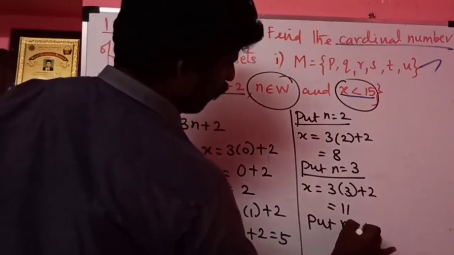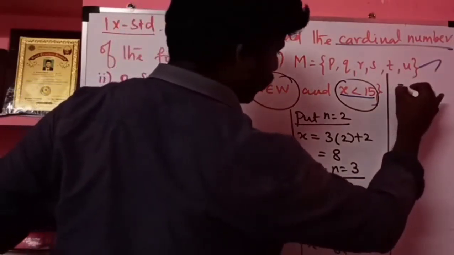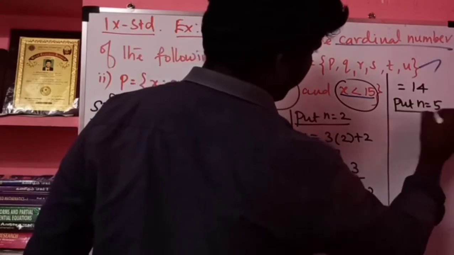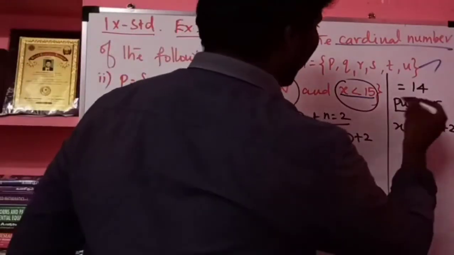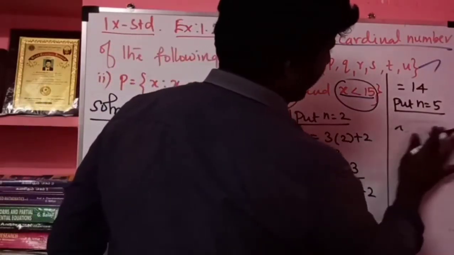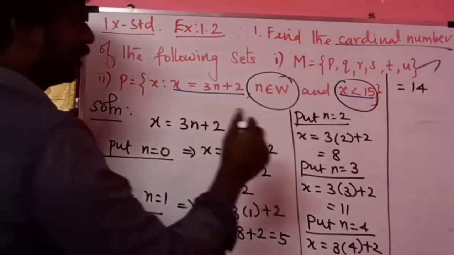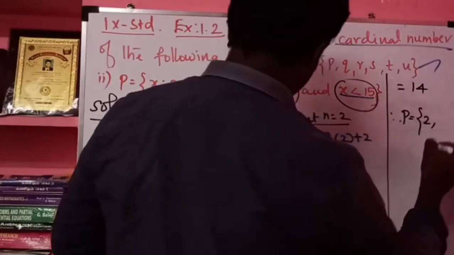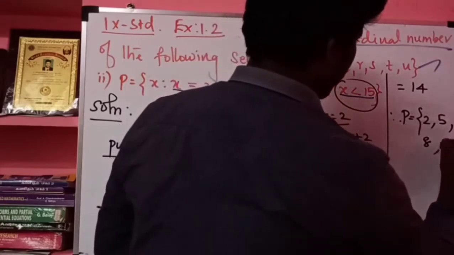Put n is equal to 4: x is equal to 3 into 4 plus 2, 3 fours are 12, 12 plus 2, 14. Put n is equal to 5: x is equal to 3 into 5 plus 2, 3 fives are 15, 15 plus 2 is 17. But we are given the limit here, x less than 15. So this is not possible. Put n equal to 5, no need. It has exceeded the limit. So we have control only up to here. Therefore P is equal to {2, 5, 8, 11, 14}.